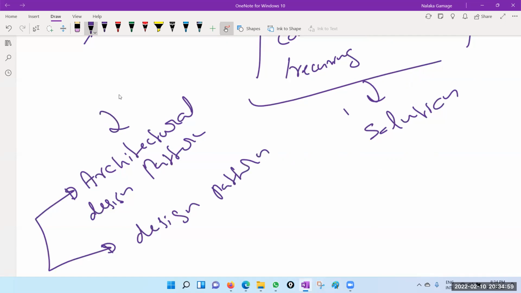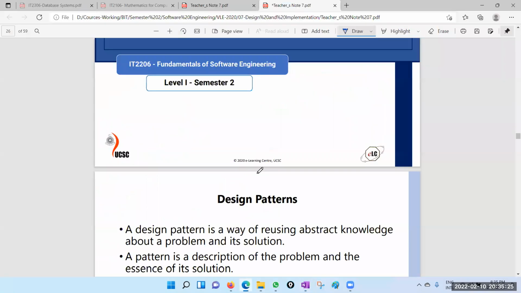For example, MVC architecture, right? It's an architectural design pattern. Whereas so many design patterns are there, like the singleton pattern, factory pattern, adapter pattern, strategy pattern. So many patterns are there. Those are general patterns for low level things. Okay, right. So I hope you have the big idea.